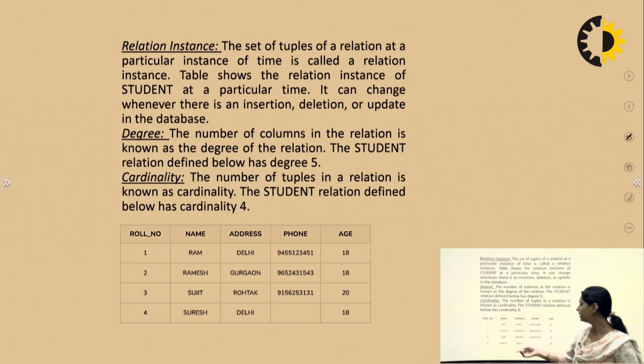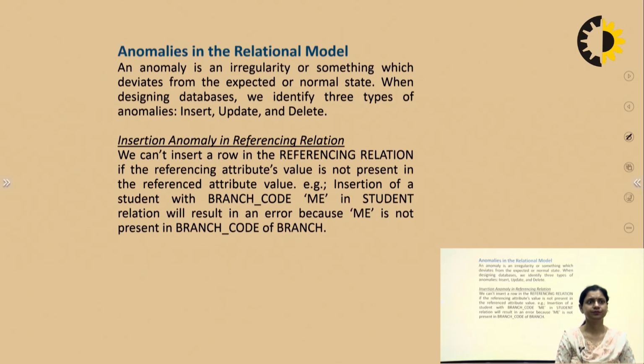Degree, the number of columns in a relation, is known as the degree of the relation. Like here we have 5 columns, so we have the degree of relation as 5. Cardinality, the number of rows in a relation. Here we have 4 rows, so the cardinality of the relation over here is 4.